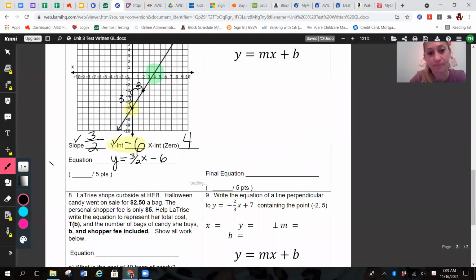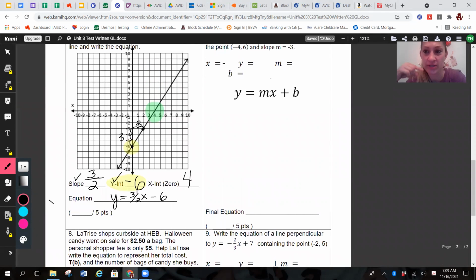So press pause. Remember, on your paper, I need to see the circled x-intercept. I need to see the highlighted y-intercept, exactly how I have modeled.